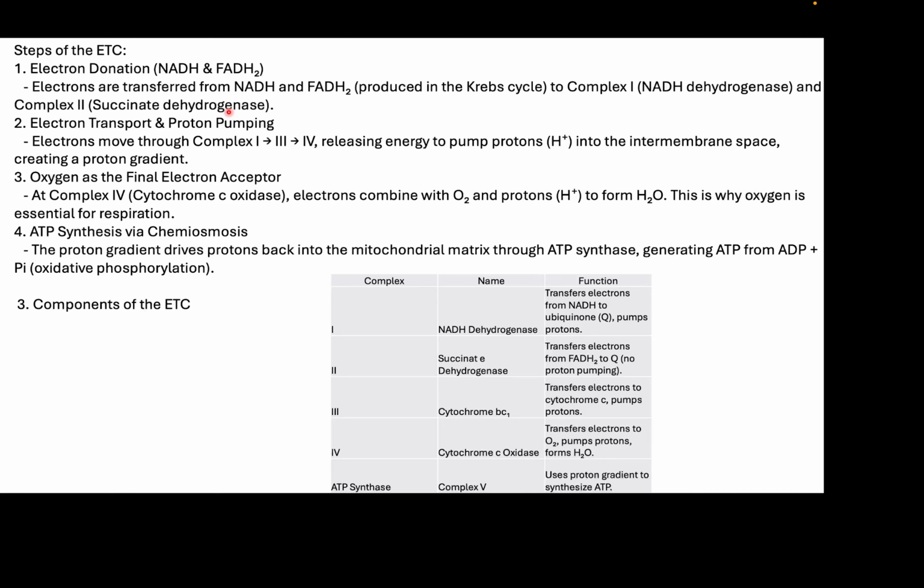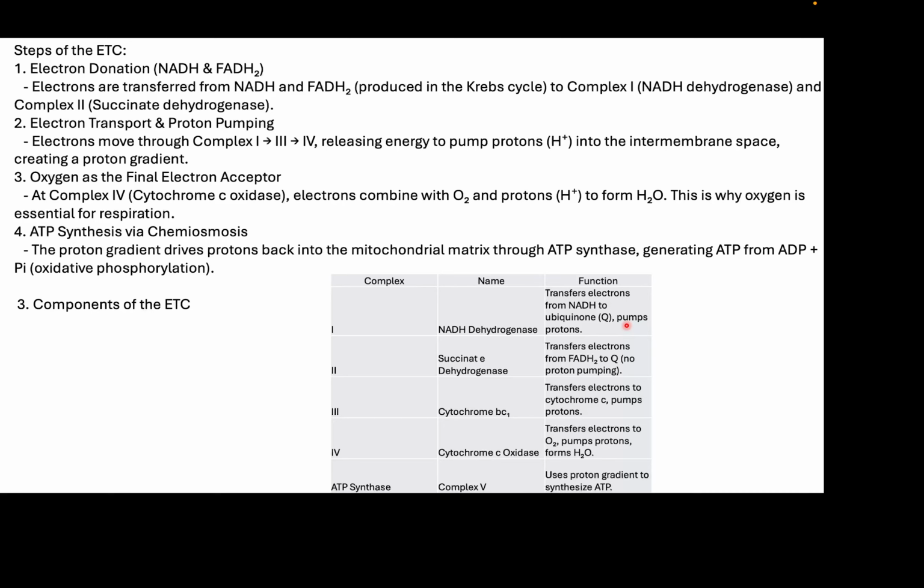This is how we have read, we have studied about the galvanic cell also. So the same principle is also happening here. The complex one, which is called the NADH dehydrogenase, receives the transfer of electrons from NADH to the ubiquinone Q and pumps protons.